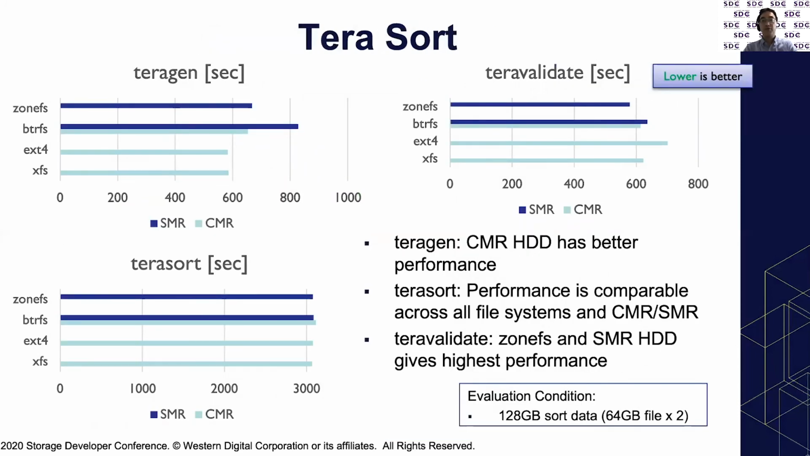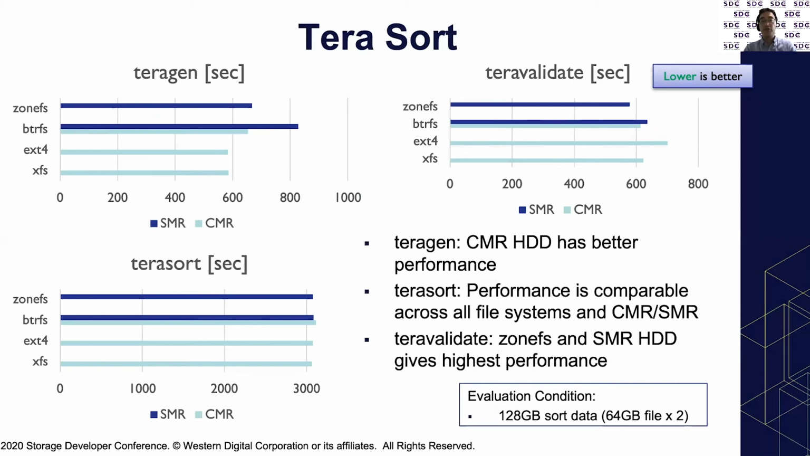Let's see the application benchmark Tera Sort result. Tera Sort is the basic benchmark of Hadoop. It measures time duration spent on large data sorting. It has 3 steps. The first step is TeraGen, which generates the data to sort. The second step is Tera Sort, which does data sorting. And the last step is Tera Validate, which checks the sort results.